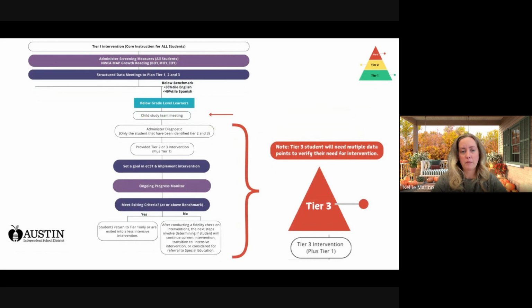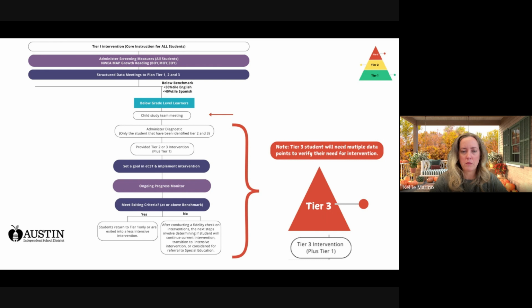Tier 3 is an intensive intervention typically required for about 5% of students who demonstrate significant and persistent learning needs. At this level, interventions are more individualized and intensive. They are matched to student needs, which may mean providing scaffold instruction that addresses prior grade level TEKS. A goal must be set in ECST for the student, and intensive intervention must be provided.